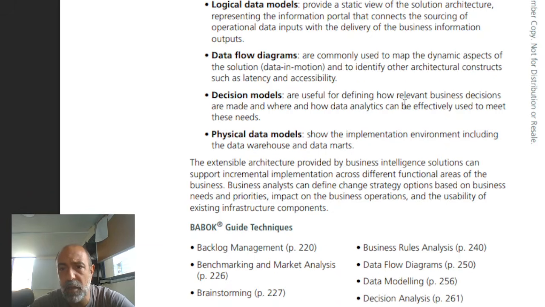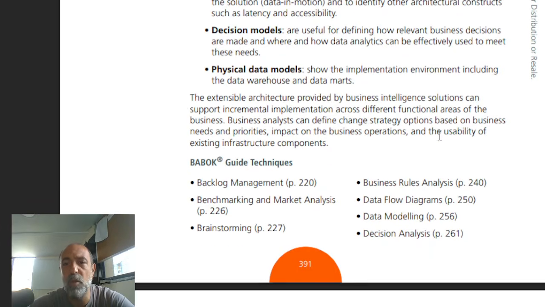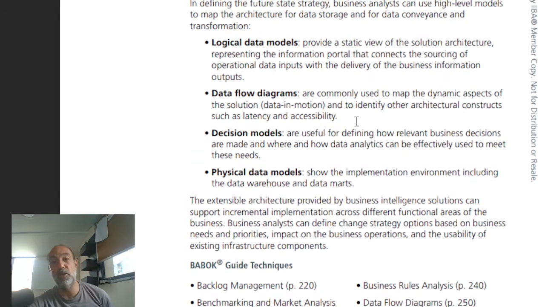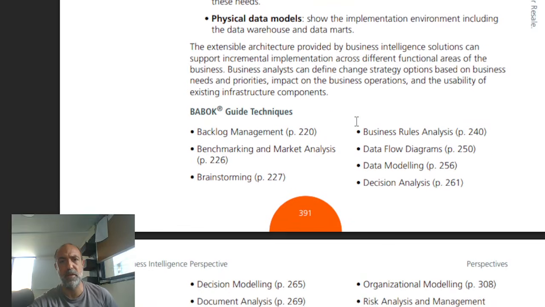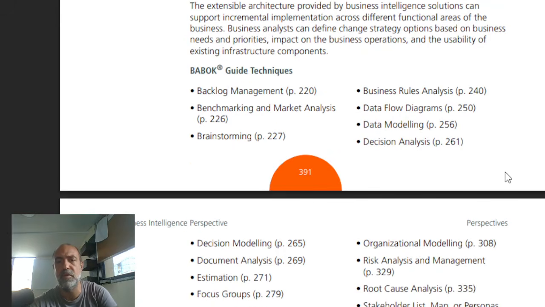Decision models are useful for defining how relevant business decisions are made and where and how data analytics can be effectively used to meet these needs. And physical data models show the implementation environment, including the data warehouse and the data marts. So you need logical models, data flow diagrams, which is also a model, decision models, and how you take decisions, and physical data models. An extensible architecture provided by business intelligence solutions can support incremental implementation across different functional areas and businesses. Business analysts can define change strategy options based on business needs and priorities, and the impact on the information and usability of existing infrastructure components. What are the techniques?